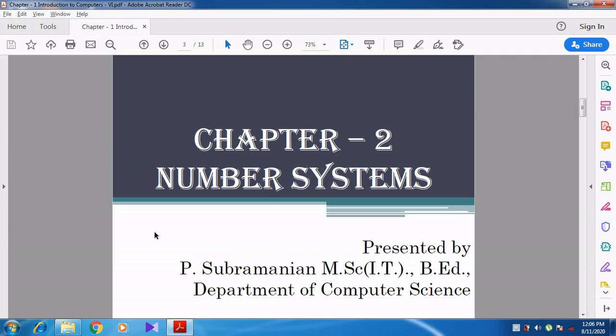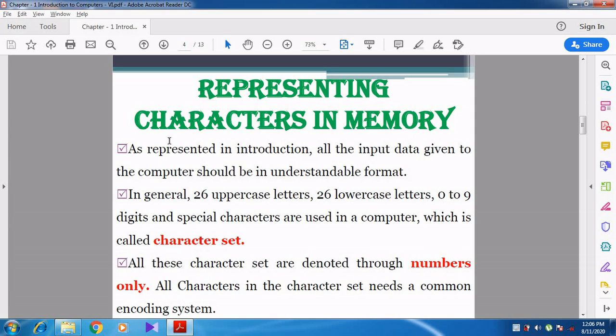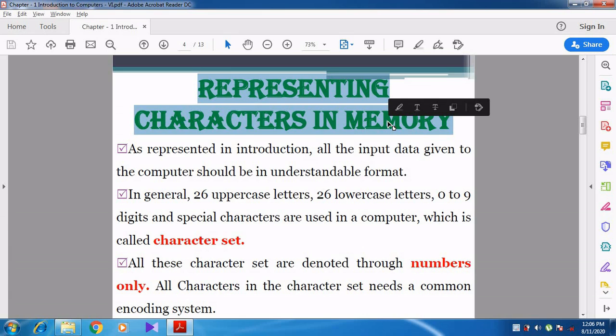So in this video we are going to discuss the last topic in chapter 2, number systems: representing characters in the memory. So how are the characters represented in the memory?